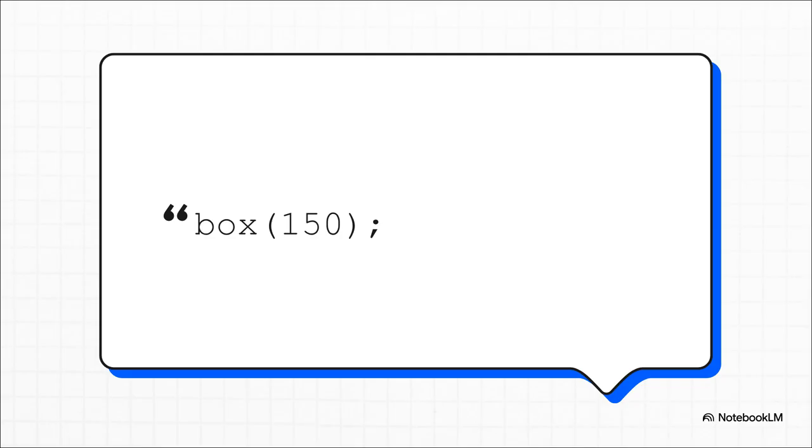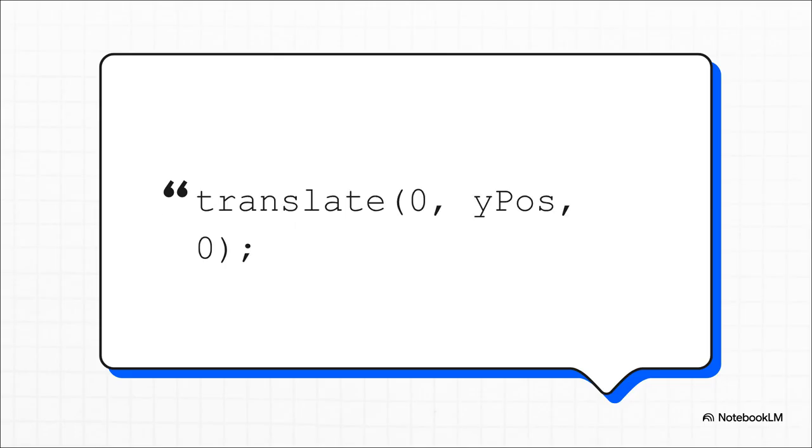Now, what is so cool about this is how simple it is. To create the star of our show, this is literally it. One command, box(150). That one line tells p5.js to draw a 3D cube, 150 pixels on each side, smack dab in the center of our world. But a static box is boring. To make it move, we need this line, translate. What this command does is shift the entire world's coordinate system before the box gets drawn. So by feeding a constantly changing number into that middle part, that yPos variable, we make the box look like it's floating up and down.